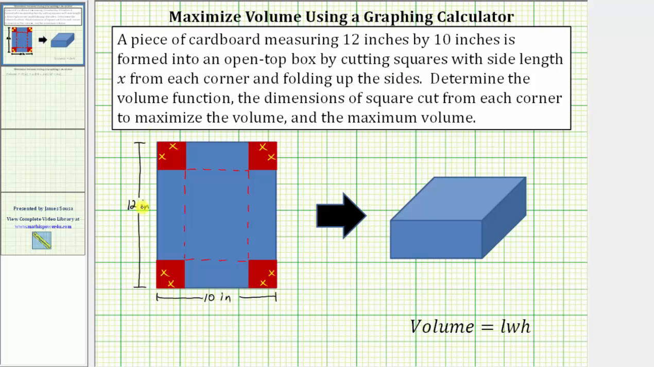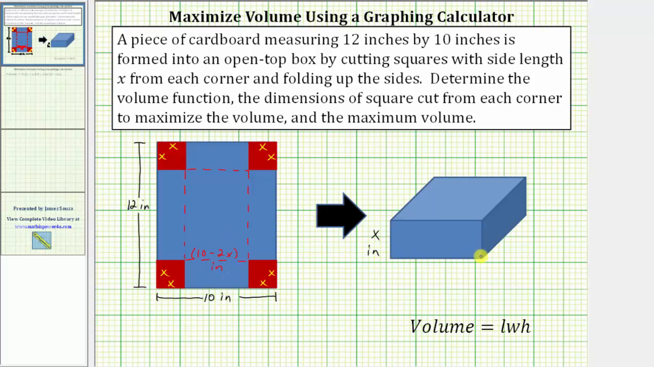We begin with this 12 inch by 10 inch piece of cardboard. Then we cut out these red squares from each corner, fold up the sides, and form this open top box. Notice when we fold up these edges, the height of the box is x inches. This length here would be the length of this edge. Notice how this would be a total of 10 inches minus x inches, or 10 minus 2x inches.